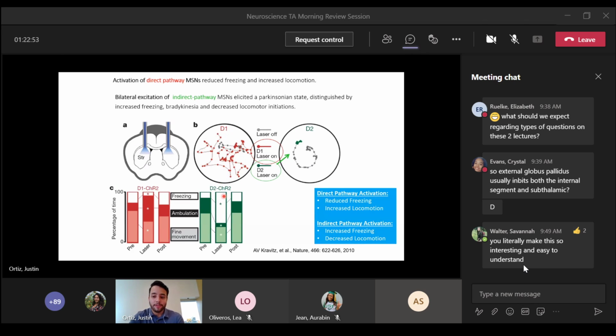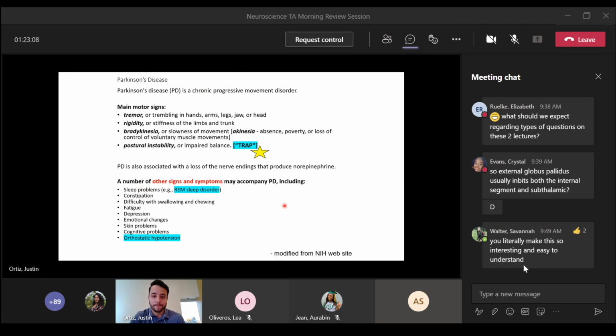The opposite goes for D2, right? When you activate the indirect pathway, you have way more freezing, which makes sense, right? Because you're activating the indirect pathway, you're inhibiting movement, and you have way less locomotion. So that's exactly what's shown here.